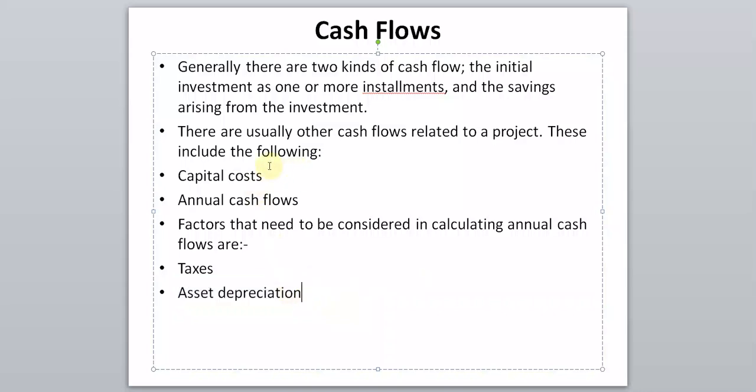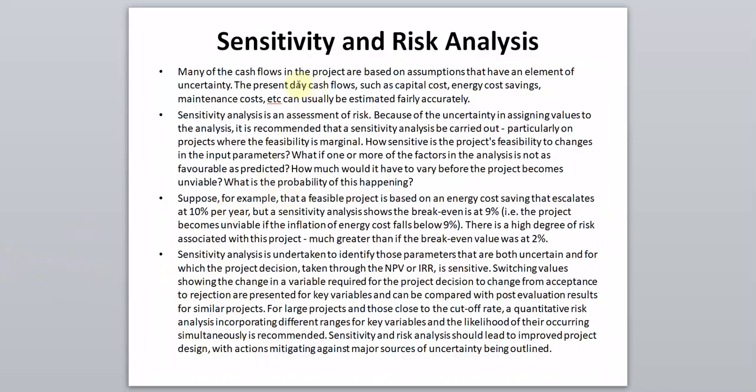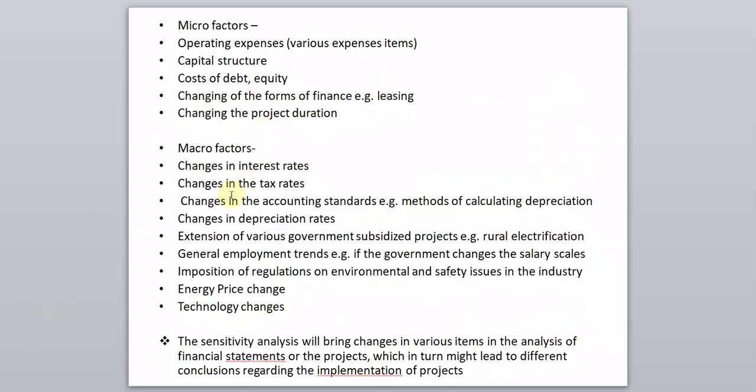So these are the different cash flows. We have already seen the different types of cash flows, capital cost and annual cash flows, and the factors that determine the annual cash flows, which are taxes and asset depreciation. The last part is the sensitivity and risk analysis, which we are going to see today. This includes the basic need of what sensitivity is and what risk analysis is, and then the micro and macro factors.